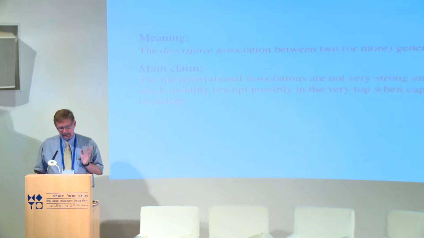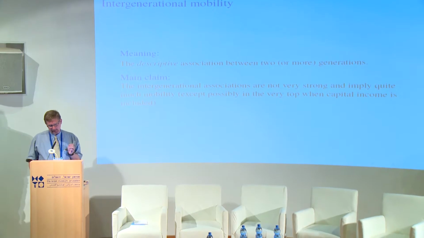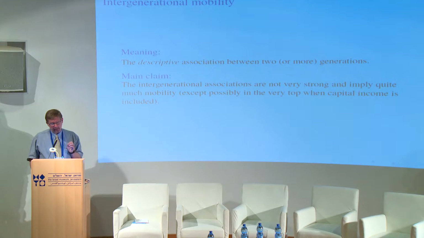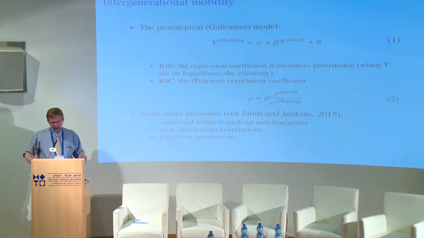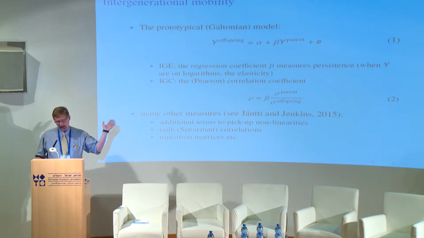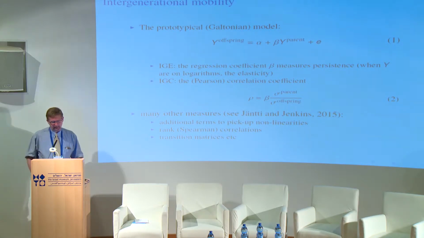Now, the main claim here is that the intergenerational associations are not all that strong, and they imply a great deal of mobility. Not necessarily so if you look at the very top, and in particular if you do include capital income, but our claim is this. Now, the Galtonian regression: Galton regressed child height on mid-parent height, the average of parental height, but essentially Galton estimated a model like this.